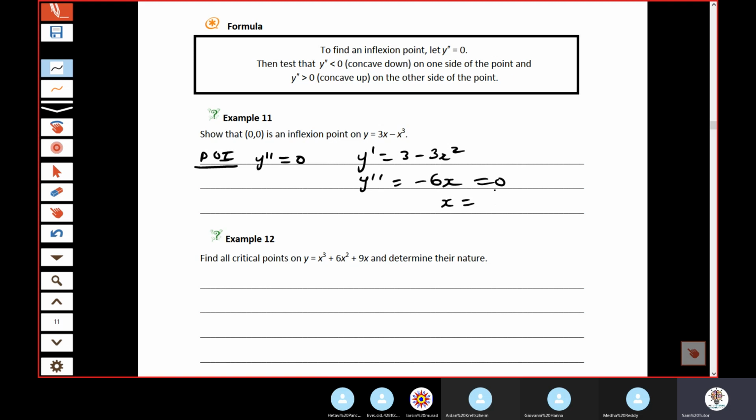When this equals 0, x equals what? When you solve for this, what does x equal? 0. Sub back into the original, you're going to get y equals 0. Show that (0, 0) is an inflection point.